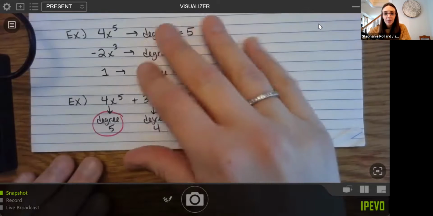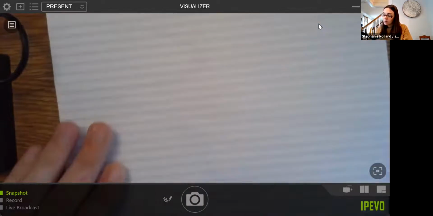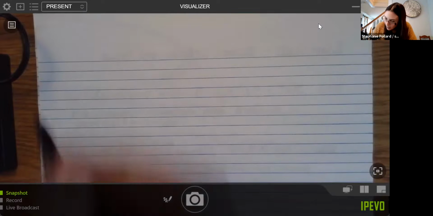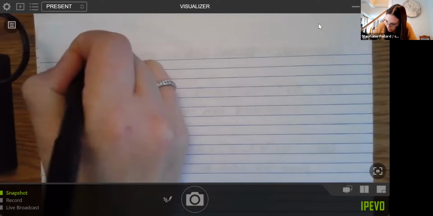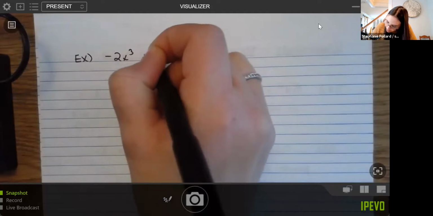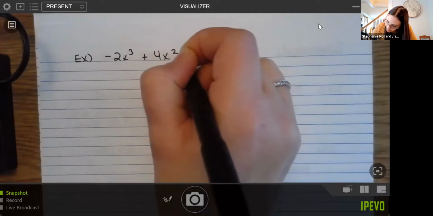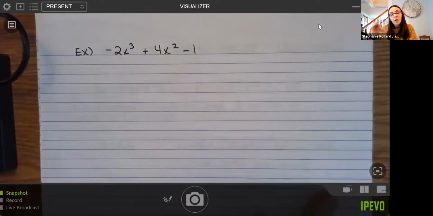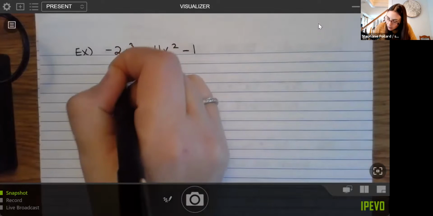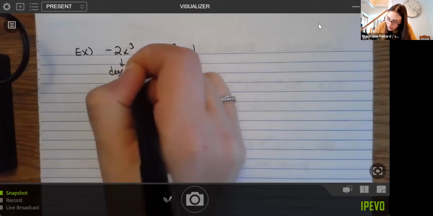Let's do one more example here, and then we will go on to variables or polynomials with more than one variable. So maybe I have something that is negative 2x cubed plus 4x squared minus 1. Okay. Now notice that my powers are in descending order. You do want to be careful there. It's nice to have them in that order. It makes things easier. So my degree here is 3.